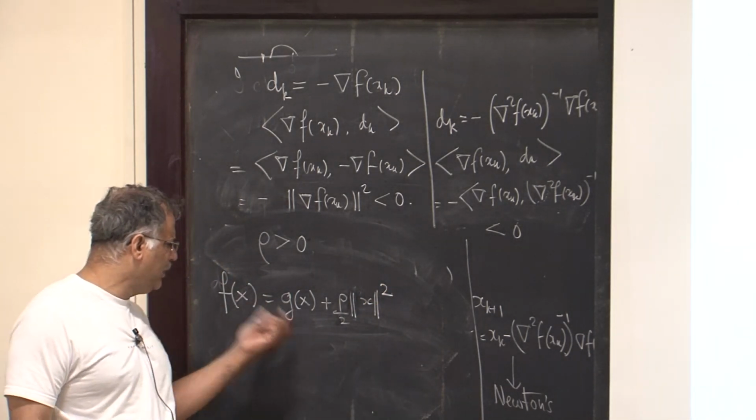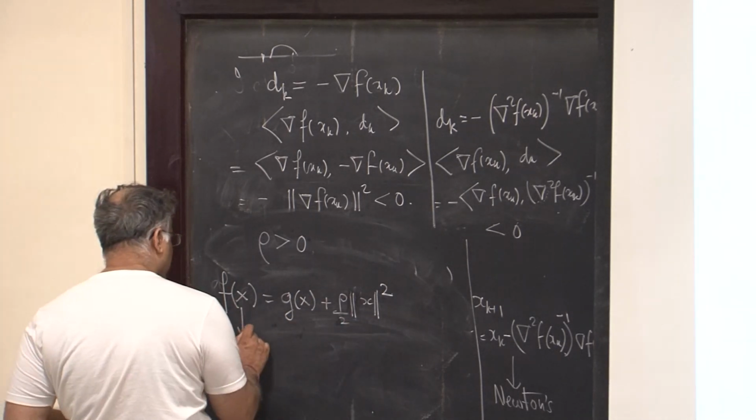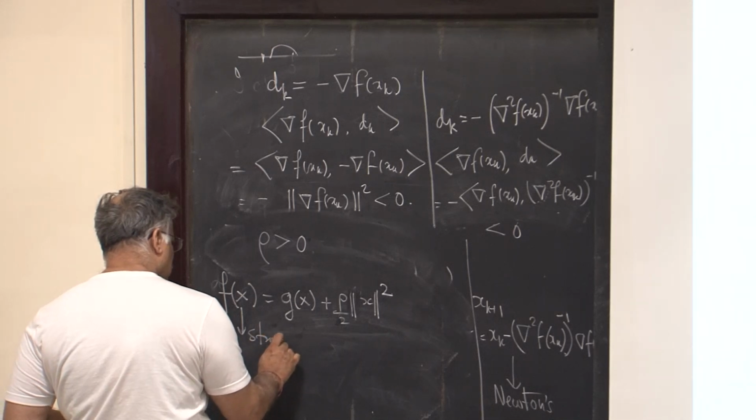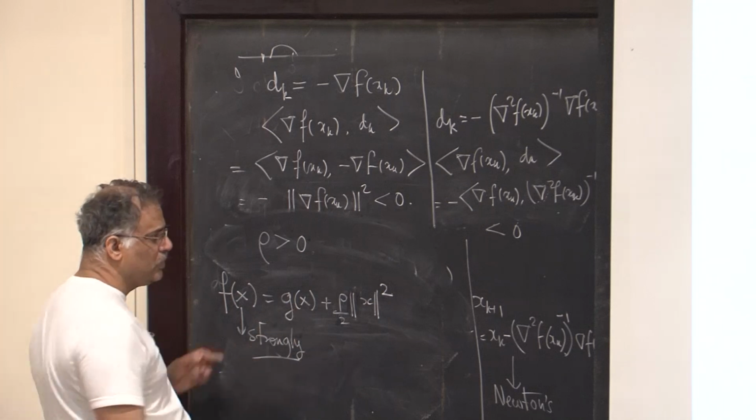So, if you add with any convex function a term like this, the resulting function is called a strongly convex function. It does not matter whether g is differentiable or non-differentiable. Do not confuse it with this f and g.